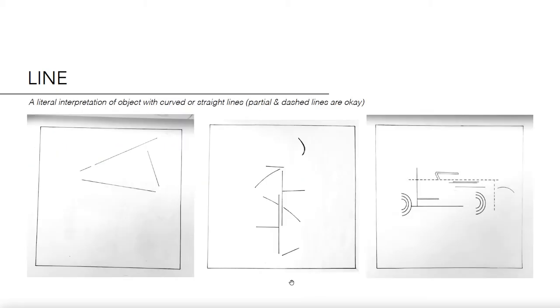All right, these are examples. So a literal interpretation of an object with curved or straight lines, partial or dashed lines are okay. All right. So this is the top of a piano. This is the top, the lid essentially, for a baby grand. Baby grand? Can you say that one more time?